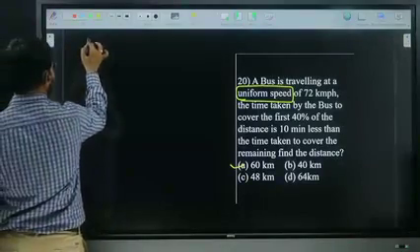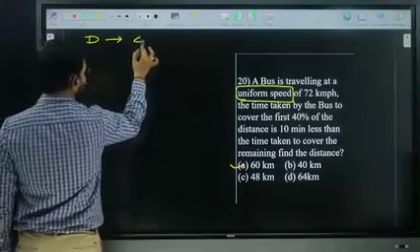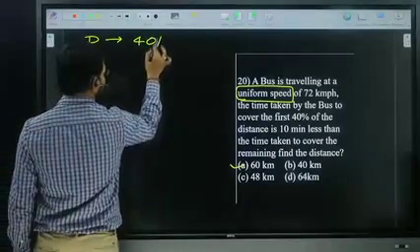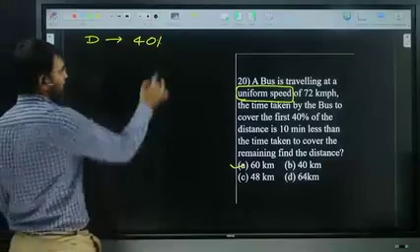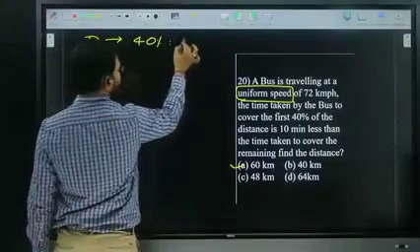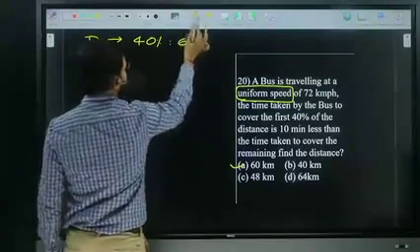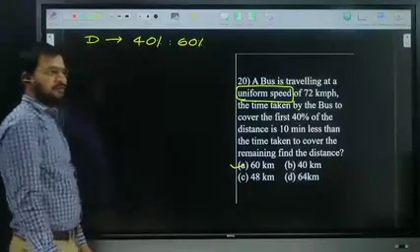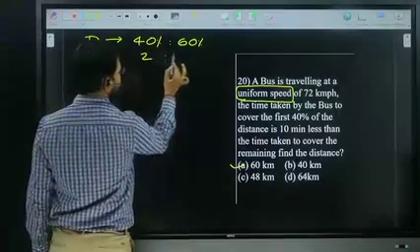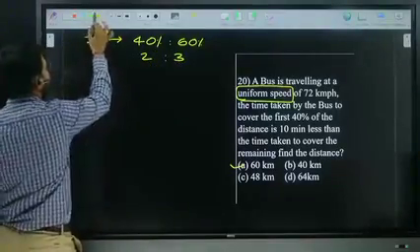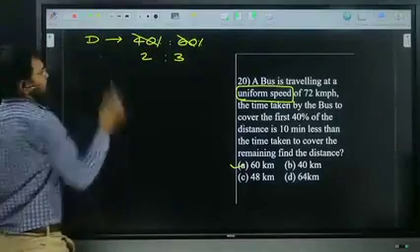Here the given distances ratio. The first 40% of the distance, and the remaining distance is 60%. Therefore, distances are in the ratio 40 is to 60, which is nothing but 2 is to 3. 2 2s are 4, 2 3s are 6. So 2 is to 3.